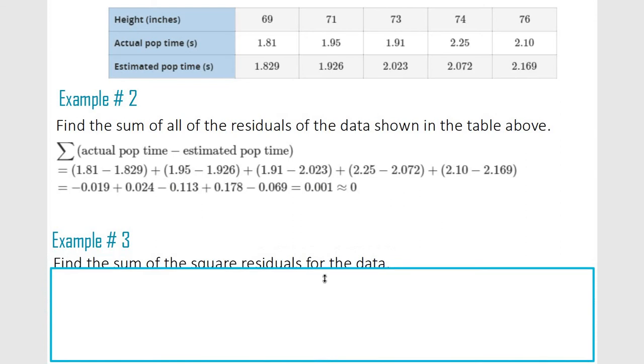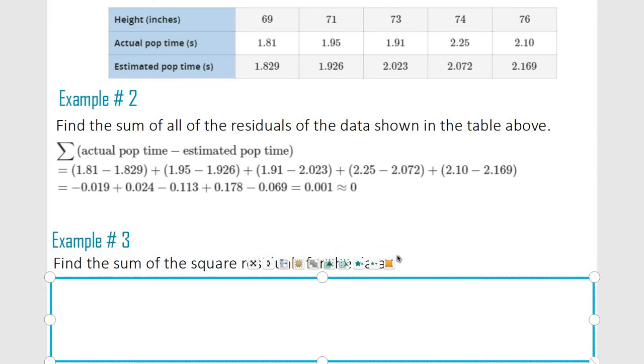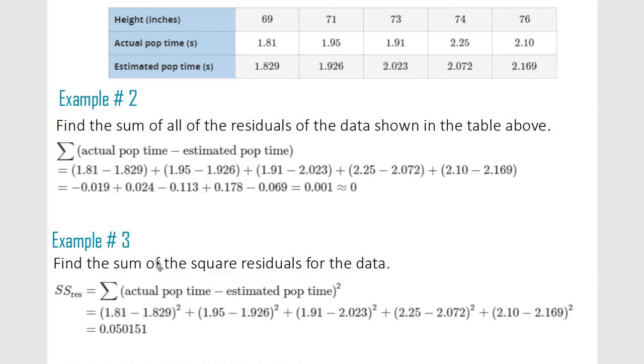Oh, example 3, I kind of covered up the question there. Oops. Find the sum of the square of the residuals. So now we square all those differences. Now here's what you want to notice: SSRES, that's the sum of the square of the residuals. Hopefully this is all looking familiar to you, hopefully this is feeling kind of basic.